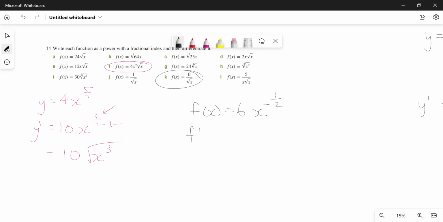So when I do f dash of x, I'm timesing 6 by negative a half, and then subtracting 1 from negative a half is negative 3 on 2. Use your calculator if you're not sure. So I've got minus 3 on, because x is to the power of negative. Now the top is a 3, so I know it's cubed. The bottom is a half, so it's a square root. So the bottom tells me what root it is.